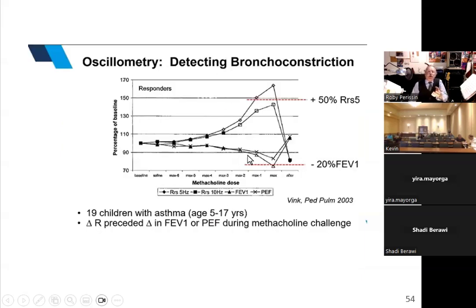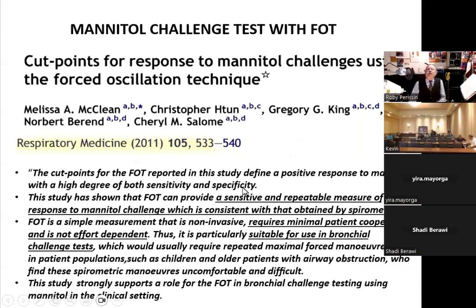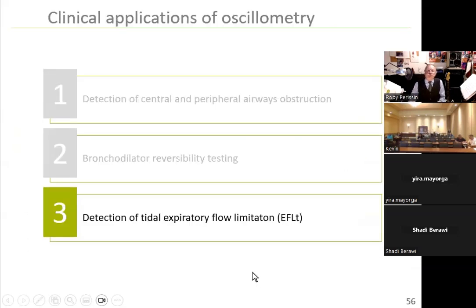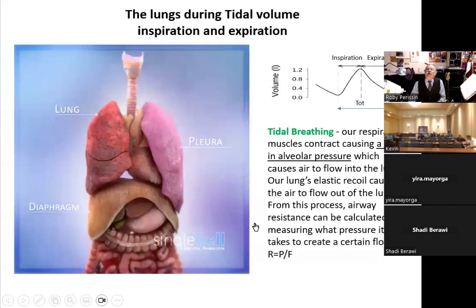Another paper shows that the FEV1 drop actually happens a little later than the drop in resistance at 5 hertz done with methacholine. The same thing is true with mannitol, so you can really use any bronchoconstrictor. By now I think you understand that it is normal tidal breathing that measures central and peripheral obstruction. So last but not least, the flow limitation.